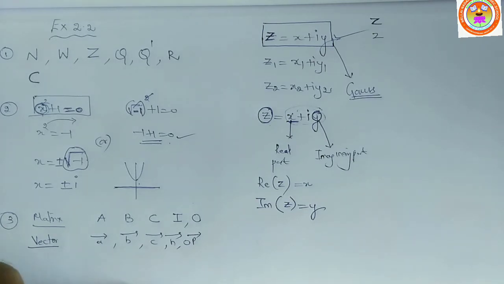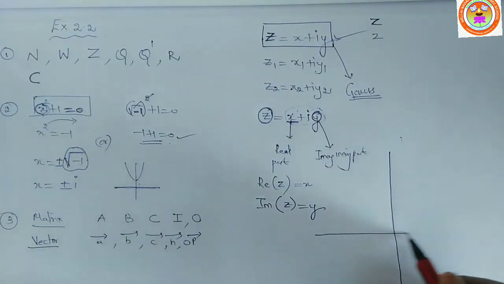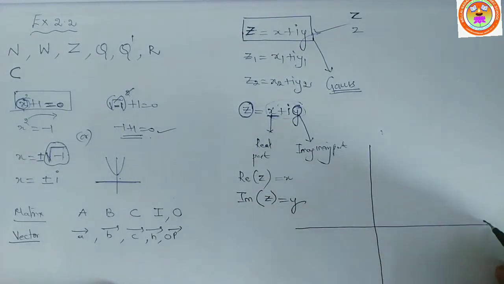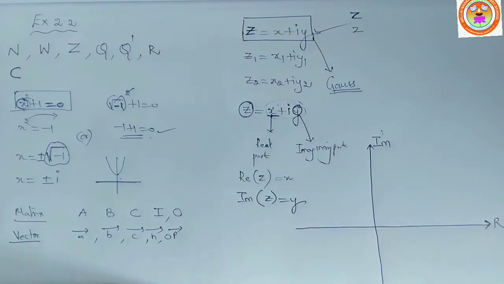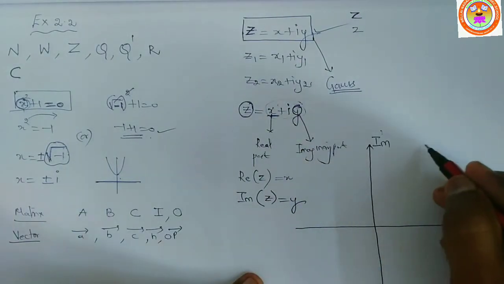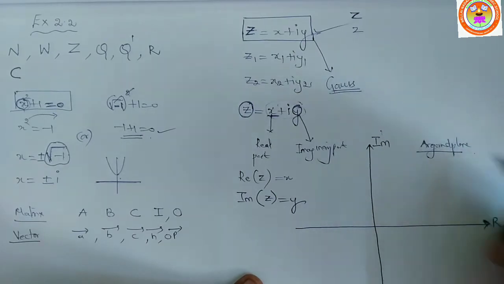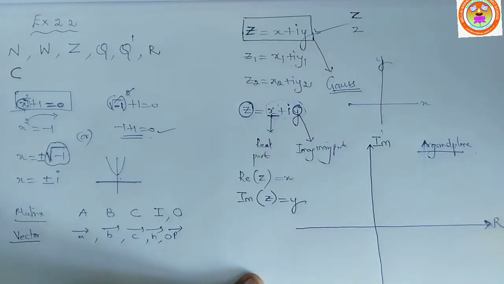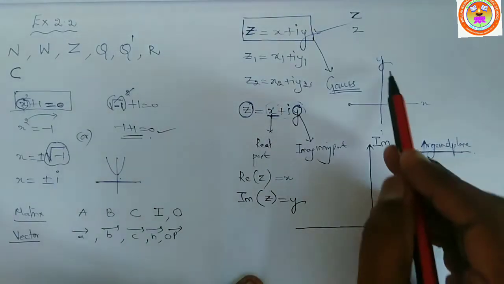I had told in the previous class itself, this is the Argand plane. Why is it called the Argand plane? Listen. This is nothing but real numbers, this is nothing but imaginary numbers. This plane we call the Argand plane. For example, if this is the xy coordinate plane, this is called the xy axis.